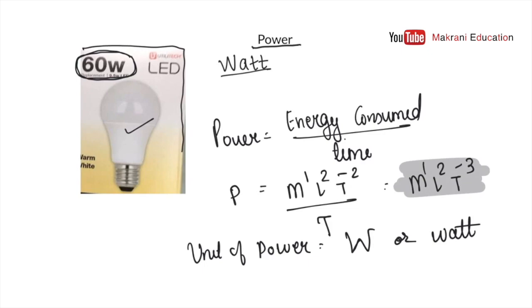Its SI unit can also be given as joule per second, because energy is given in joule and time is given in second, so its unit is also given as joule per second. Okay, so now let us see our next quantity.